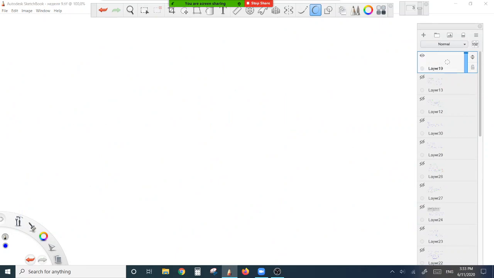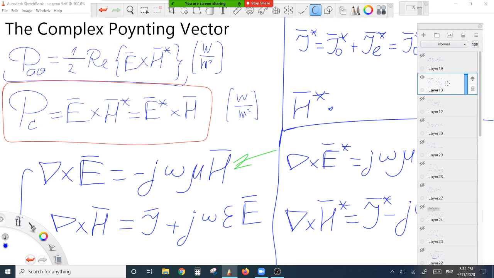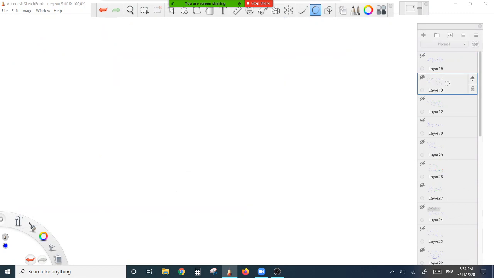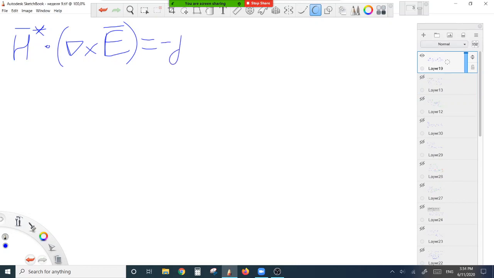So H conjugate dot rotor of E is equal to minus j omega mu H dot H complex conjugate.